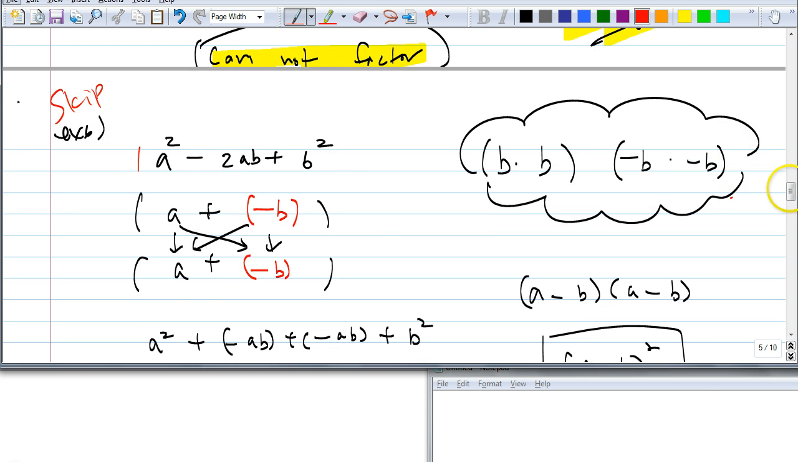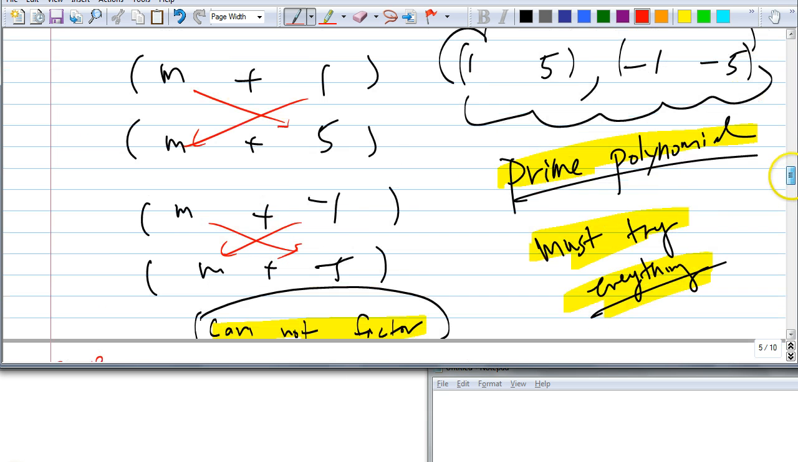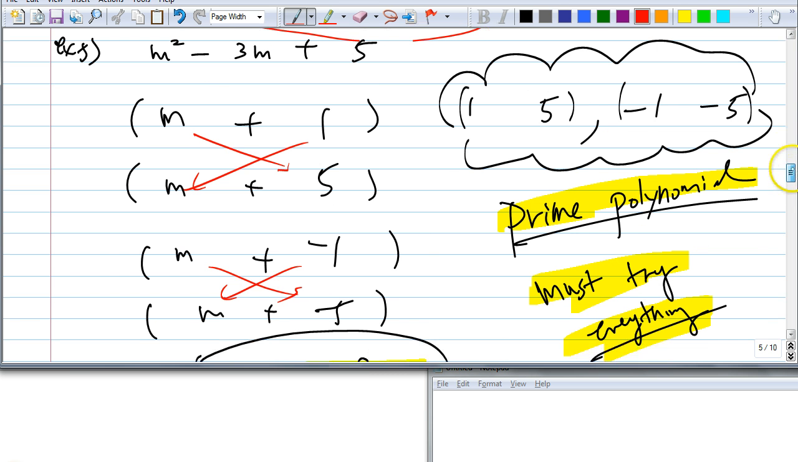It's not. You have to try every possible combination. Okay. So as you can see, this one was easy because why? There were only 2 possible ways to get 5, right?